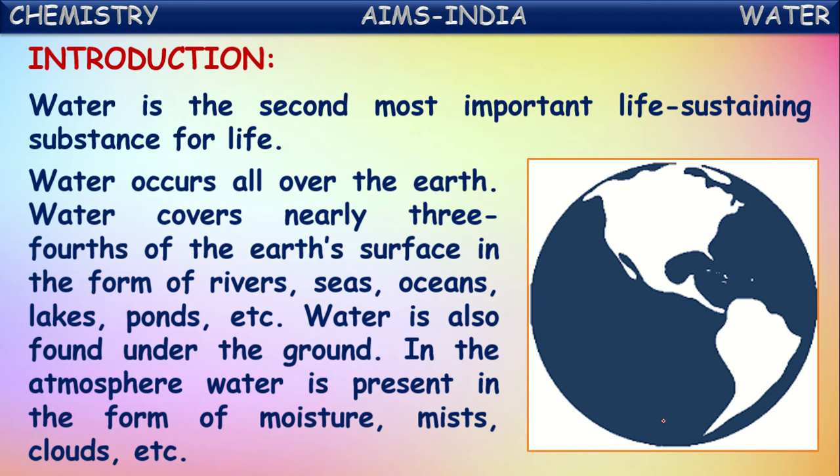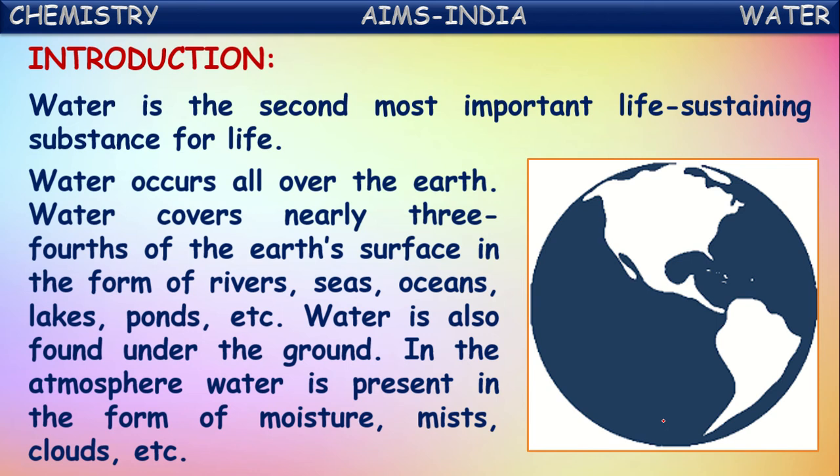One-fourth only is available as land for the living of all the remaining land animals, human beings and land animals and plants. The remaining three-fourths of the surface of the earth is covered with water in the form of seas, oceans, rivers, ponds, lakes, etc. Not only on the surface of the earth, water is available under the ground also in the form of groundwater, isn't it?